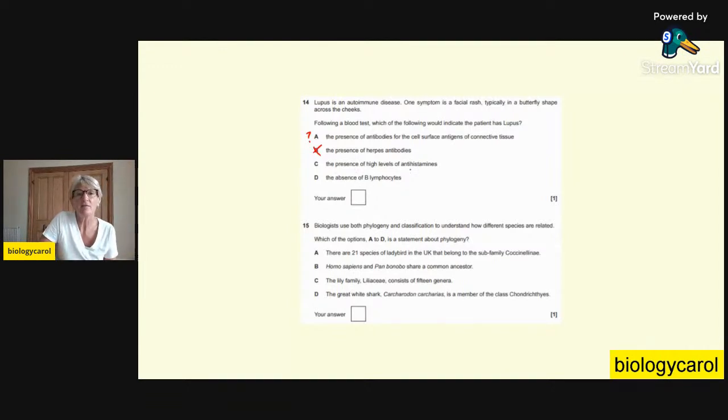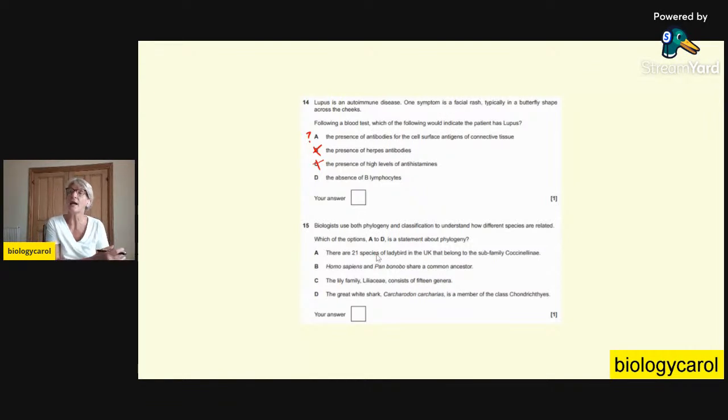The presence of high levels of antihistamines. Now, antihistamines are a non-specific response to infection or damage. We are looking for a specific diagnosis of lupus. This can't be correct. And D, the absence of B lymphocytes.